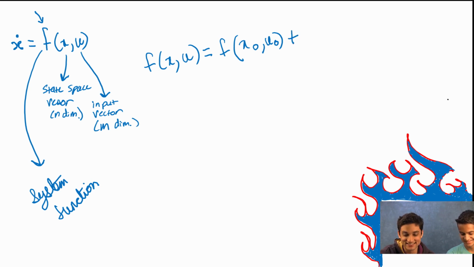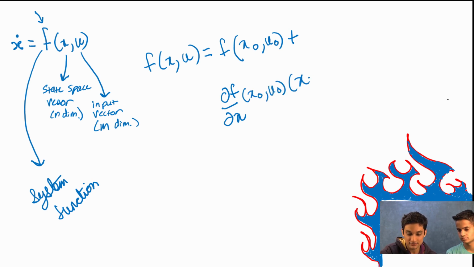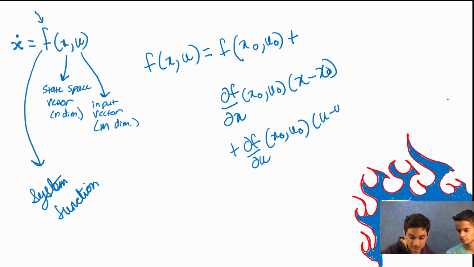Plus the generalization of the derivative that we talked about last time. It's colloquially often called a Jacobian, the matrix that consists of the gradients along its rows that we mentioned earlier. So we're going to call the Jacobian df/dx, which is basically the generalization of the derivative with respect to x, evaluated at x0 comma u0, times x minus x0, plus the Jacobian with respect to u, evaluated at x0 comma u0, times u minus u0.